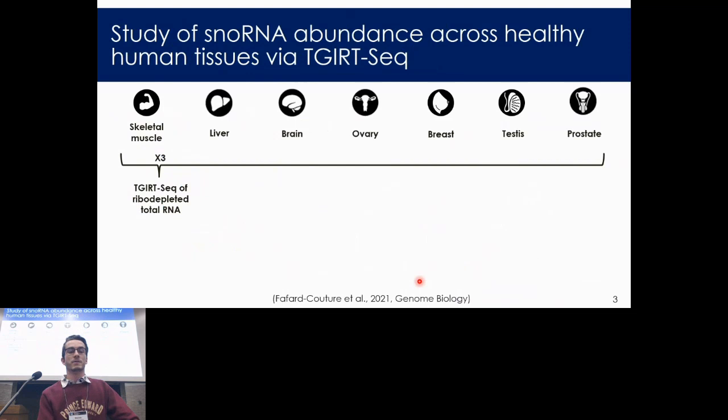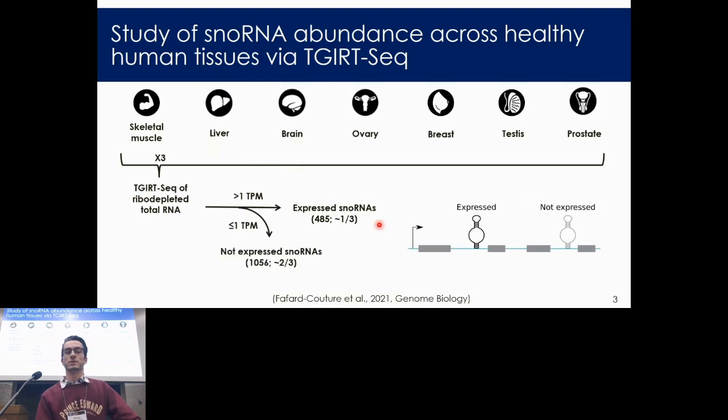So we recently quantified the abundance of snoRNAs in several healthy human tissues via an RNA-seq method called TGIRT-seq. And by applying an abundance filter of greater than 1 transcript per million in at least one of these tissues, we found that only 1/3 of all annotated snoRNA genes were expressed, with obviously remaining 2/3 that were never expressed in human.